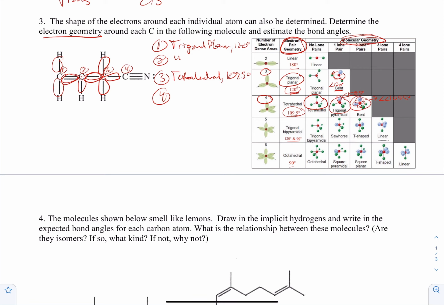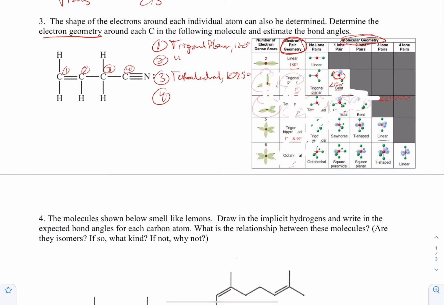So let me rewrite this: the number 3 carbon here is going to have this shape right here, right next to other carbons that have this shape. It looks kind of funky once you start to look at it in real life. There are models that you can look at online that show you what these actually look like. It's kind of interesting.